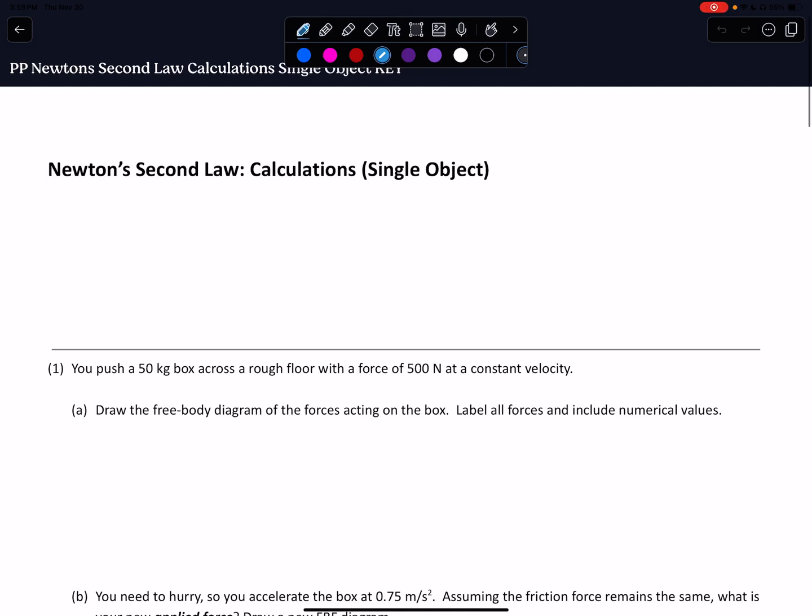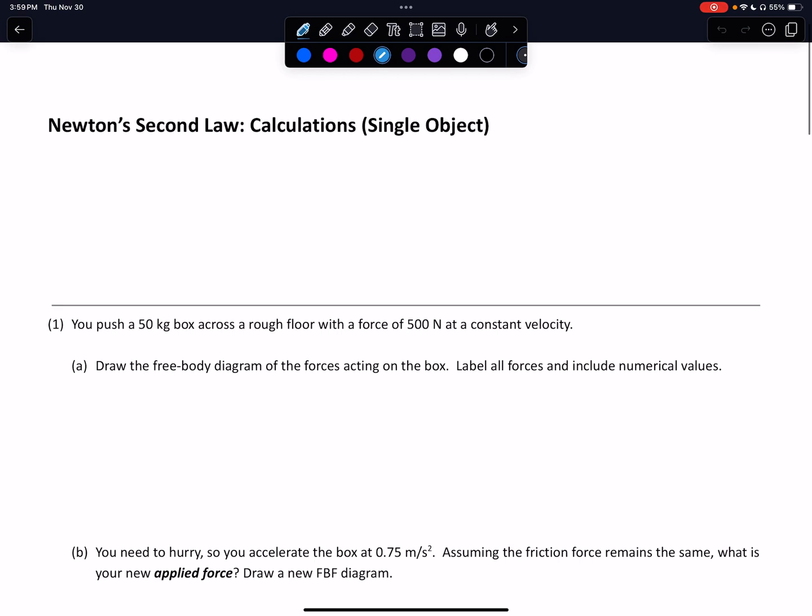This particular screencast is going to focus on using Newton's second law to do calculations for single objects. I'll have a second screencast that will look at how to do Newton's second law calculations when you have systems of objects. All right, so that single object is exactly what it sounds like. One object with forces acting on it.